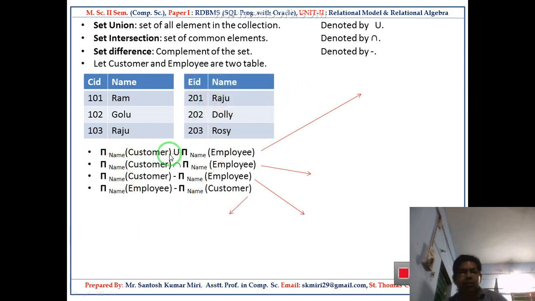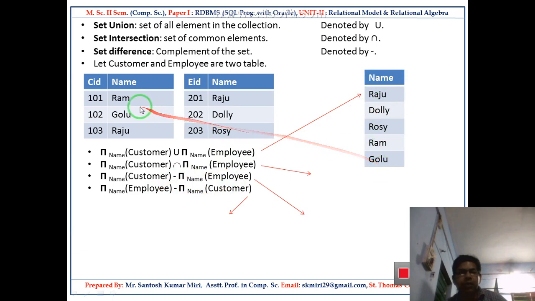The relational algebra for the set union operation is given here, and the set intersection operation for relational algebra is given here, and set difference operations are given. So the output will be the names Raju, Dolly, Rosie, Ram, and Golu. Here the name Raju belongs to both tables, so it is written only one time.